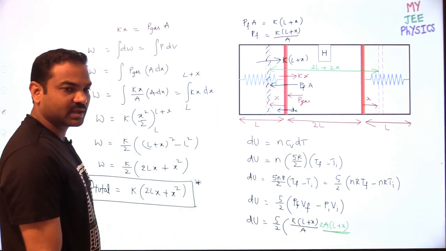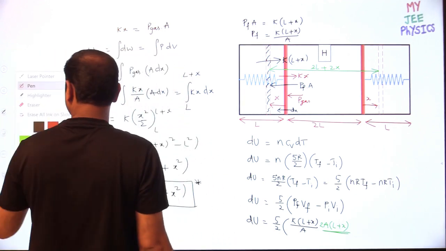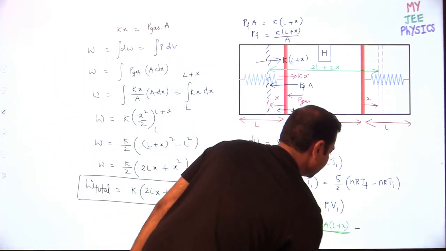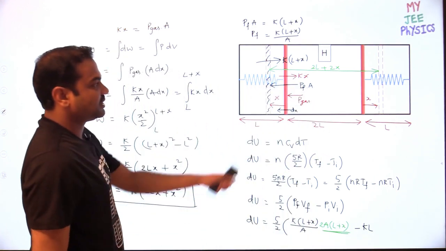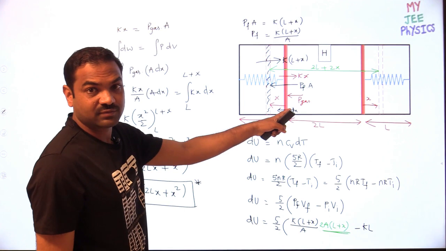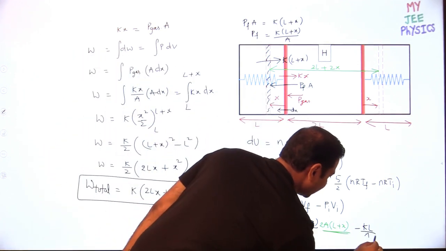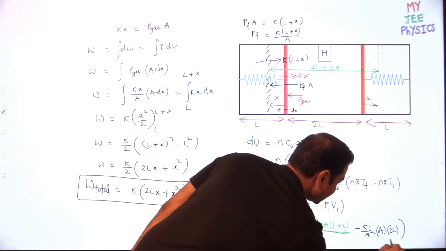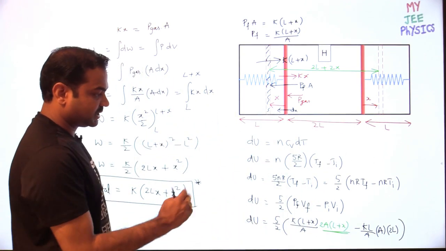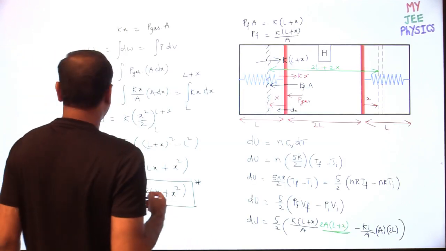Just for your attention, I wrote it in another color. And minus the initial pressure. What is the initial pressure? I can write K into L, because the initial compression is L. So K into L is the force. So the initial pressure is K into L by A, force by area, into the initial volume, A into 2L. So this is the du value. Let us finalize the term.